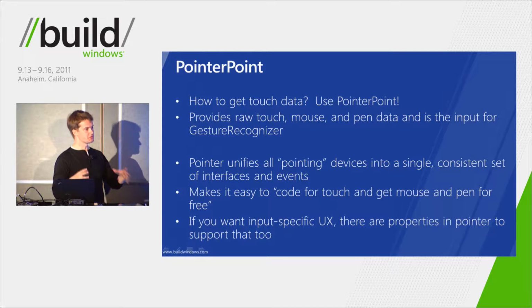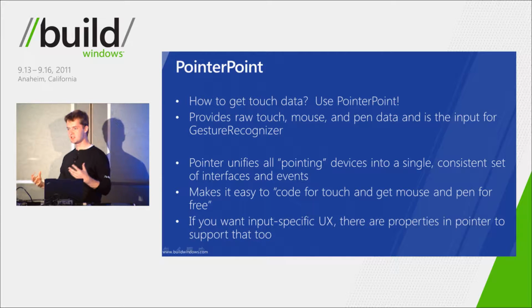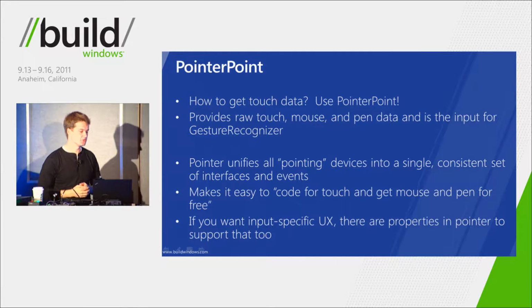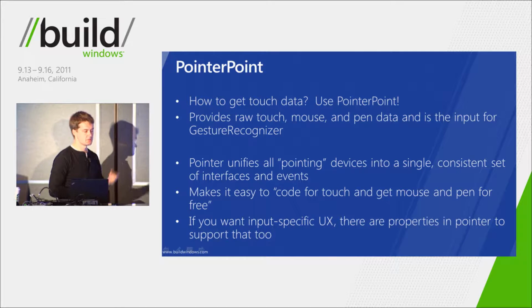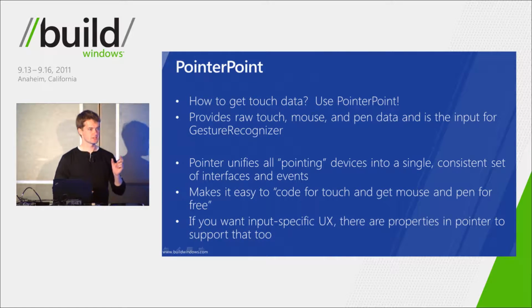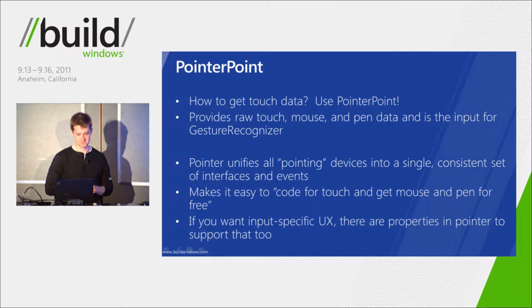Okay, so if you want to build something like that, where do you start? Well, the first thing you need to do is get your raw data. You need to get your touch data somehow. And the way we do that is with PointerPoint. PointerPoint really represents a single packet from some pointer device worth of information. It's some update about X and Y, or a change in pressure or contact geometry, things like that.